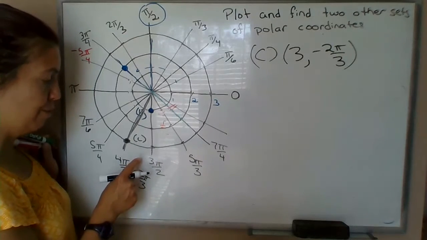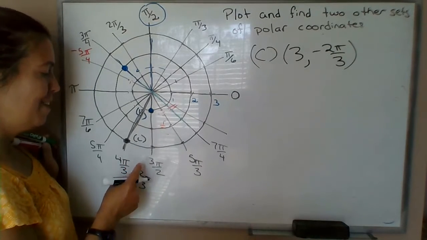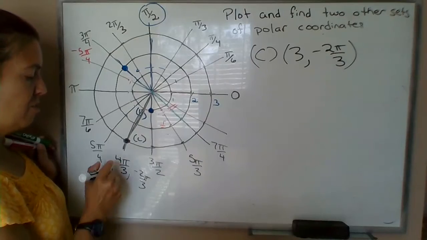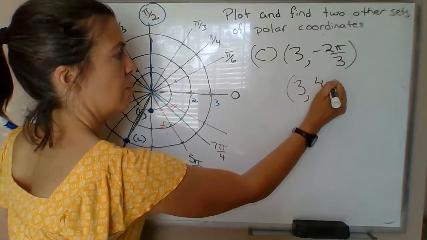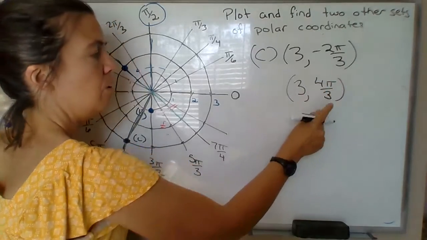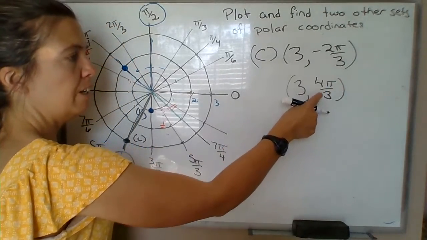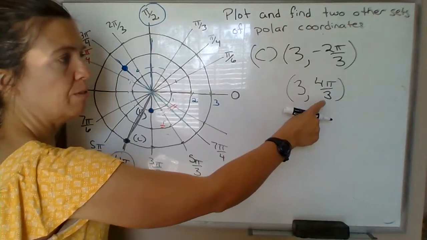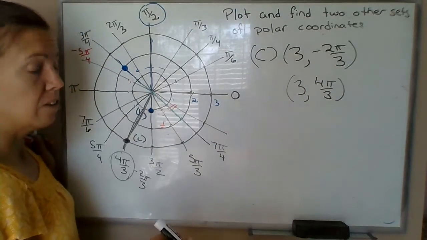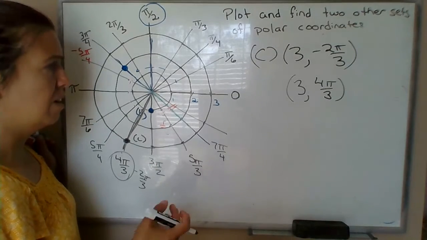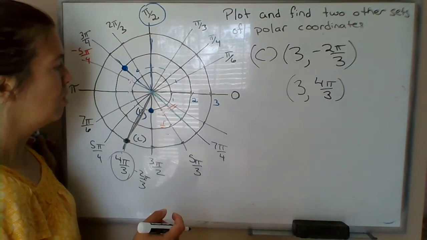If we want another set of polar coordinates, well then the obvious choice here would be to just use 4 pi over 3 and positive 3 for r. So that would work. Notice that another way of getting from here to here is to add 2 pi, which is 6 pi over 3. Would give us 4 pi over 3 right there. You can always just add 2 pi to your theta to get another set of polar coordinates.